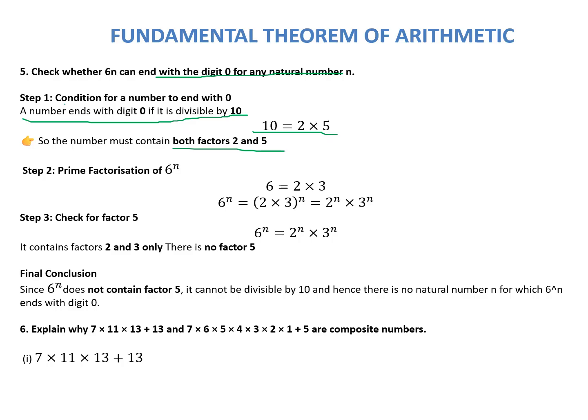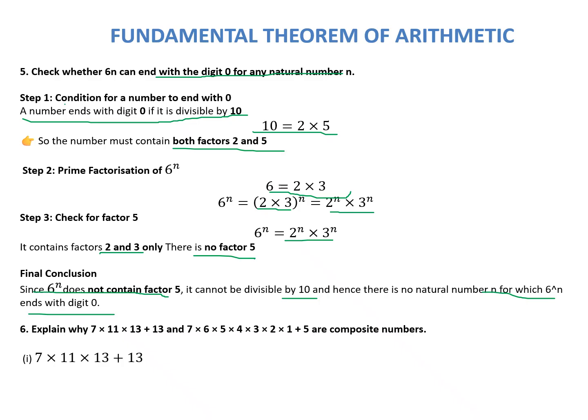So when we do the prime factorization of 6, we say that 6 can be shown as a product of 2 into 3, and 6 to the power of n can be shown as the product of 2 into 3 to the power of n, which means 2^n into 3^n. So 6^n can be represented as 2^n into 3^n. It contains factors 2 and 3 only, and there is no factor 5. So if there is no factor 5, it will not be divisible by 10, so it cannot end with digit 0. So 6^n does not contain factor 5. It cannot be divisible by 10, and hence there is no natural number n for which 6 to the power of n ends with 0.